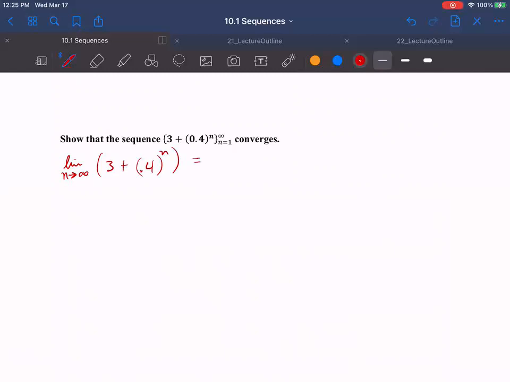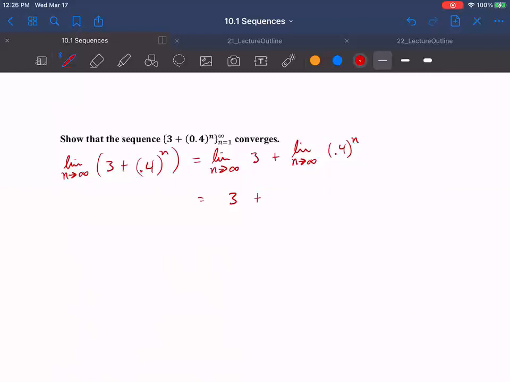Make it 2 limits. Good. Limit as n goes to infinity of 3 plus the limit as n goes to infinity of 0.4 to the n. We've just used our rules from before. So we have the limit there of 3. What's that one going to end up being? 3.